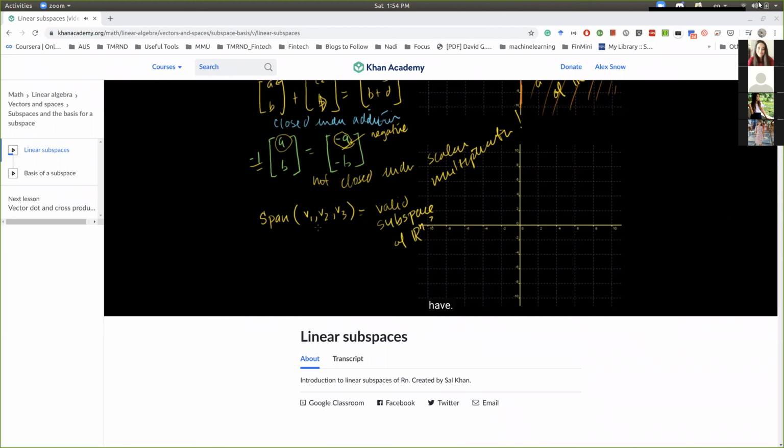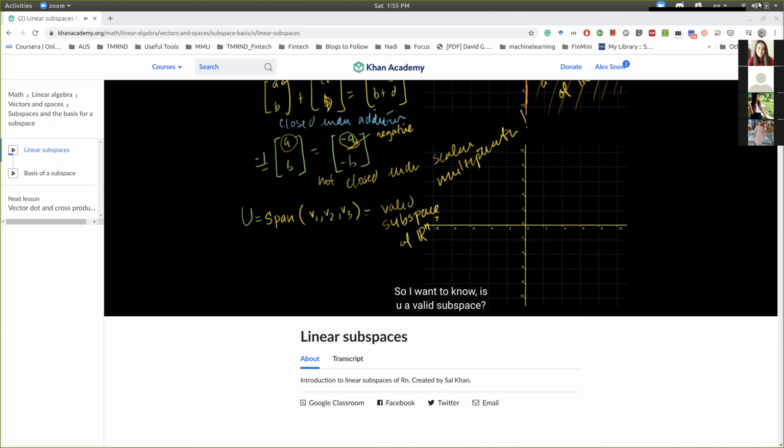Well, let me call U the set of all linear combinations of these, which is the span. So let me just define U to be the span. I want to know, is U a valid subspace? Let's think about it this way. Let me pick out a random element of U. Actually, does this contain the 0 vector?